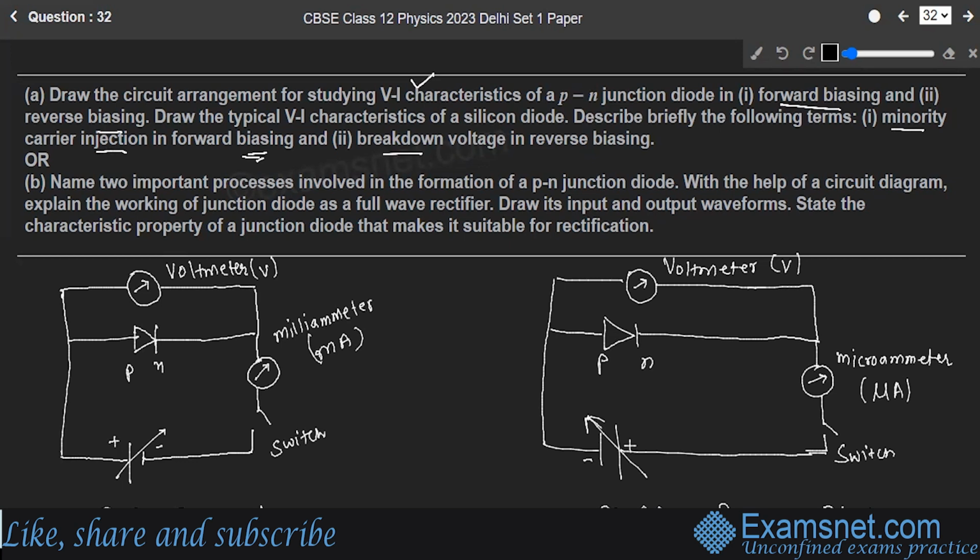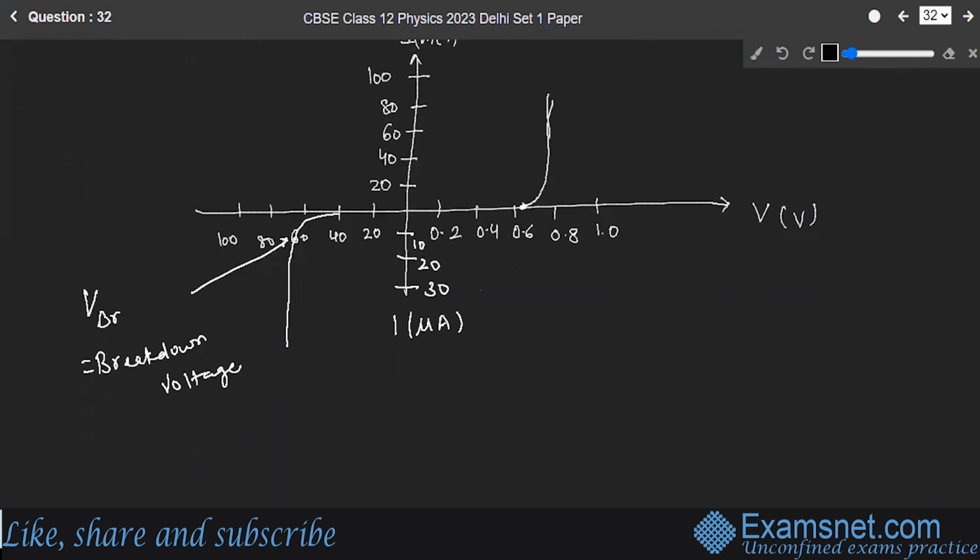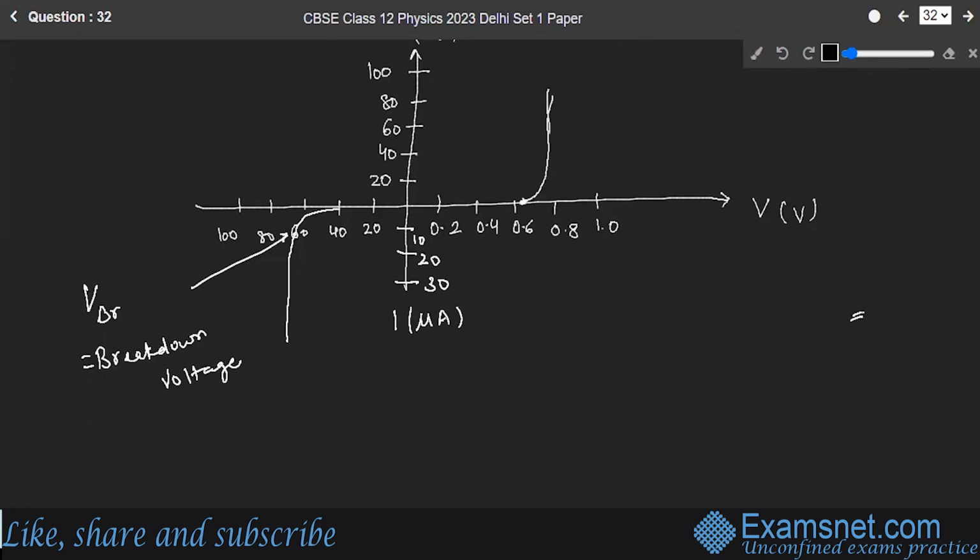Okay, let's move step by step. The circuits for studying the VI characteristics of a diode are shown in these two figures A and B. For different values of the voltages, the value of the current is noted. A graph is plotted between V and I over here. This is in figure C.